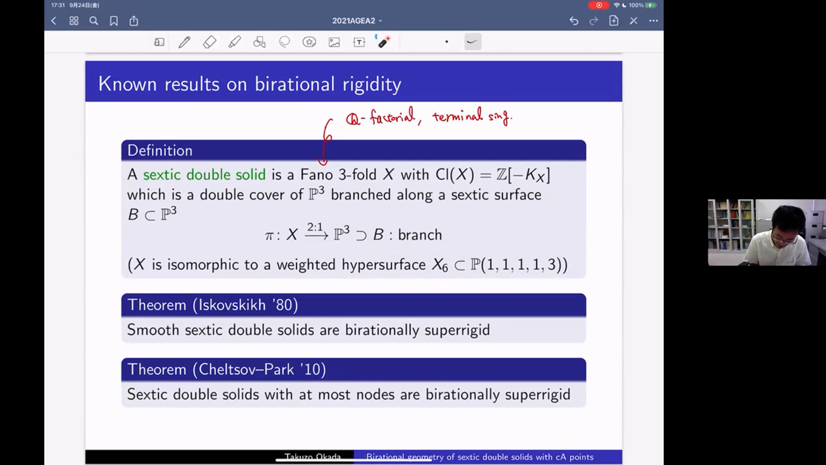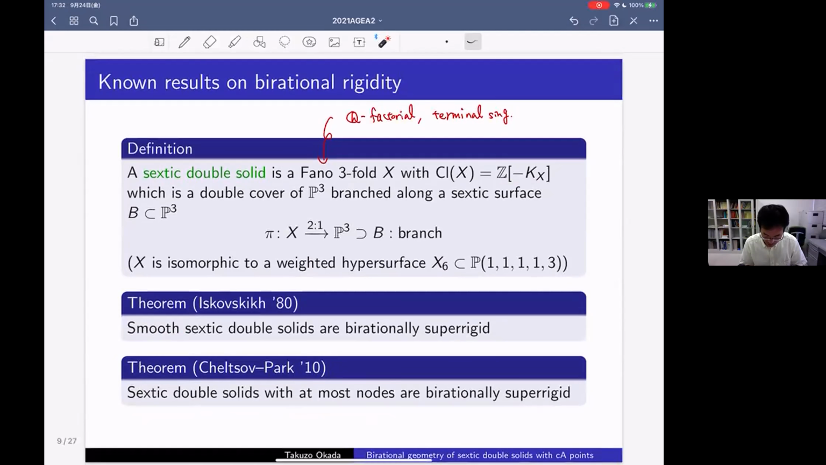Okay, Iskovskikh showed that smooth sextic double solids are birationally superrigid. And then Cheltsov and Park generalized this result to the nodal case. So sextic double solids with at most nodes are birationally superrigid.